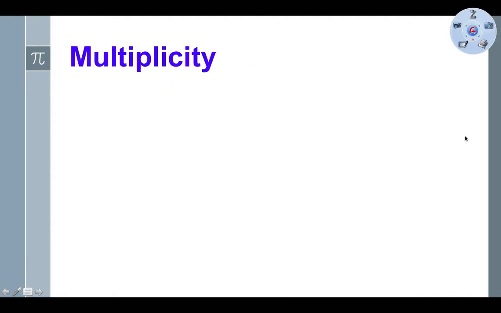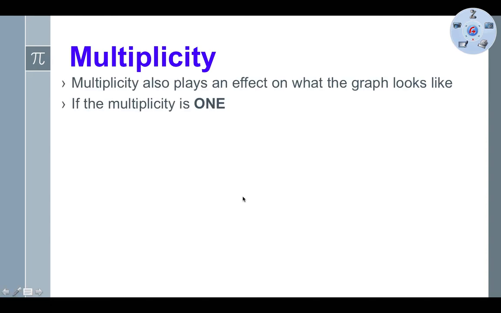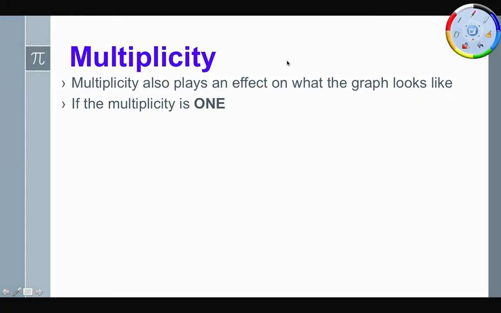All right, so the next thing. We discussed multiplicity in the previous lesson. Multiplicity being the number of times a zero occurs. So it plays a very large effect on what the graph is going to look like. So if the multiplicity is 1, that's a normal like x plus 1, that's a single factor, right? x minus 2 or something like that. Each of these have multiplicities of 1.